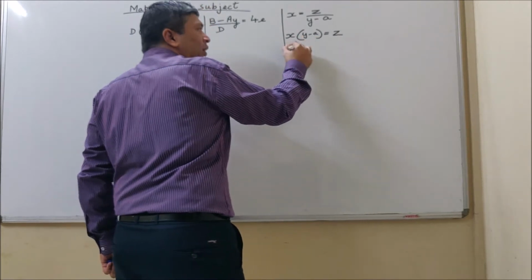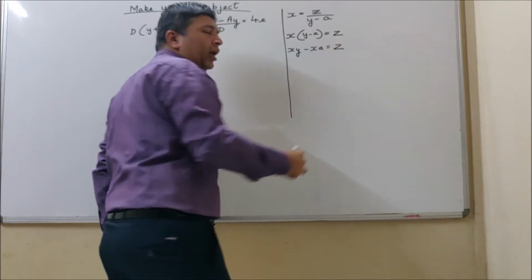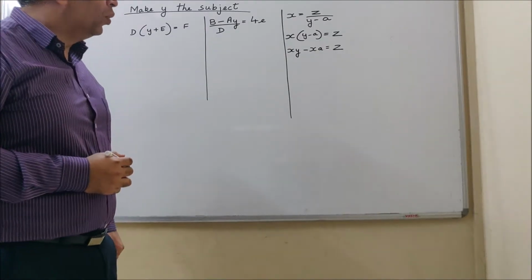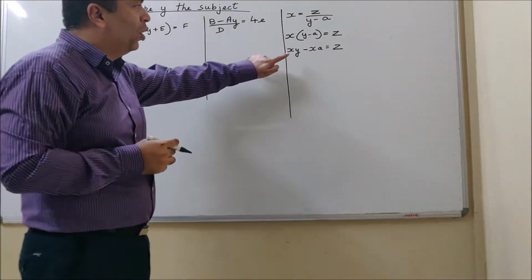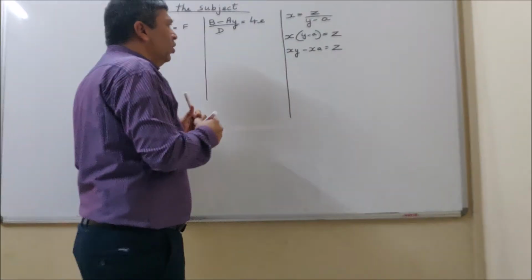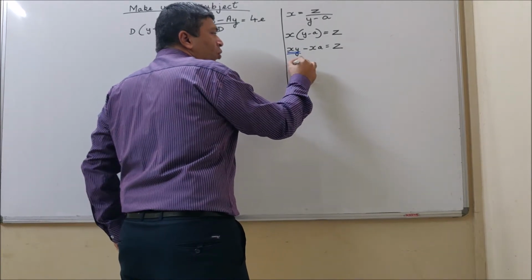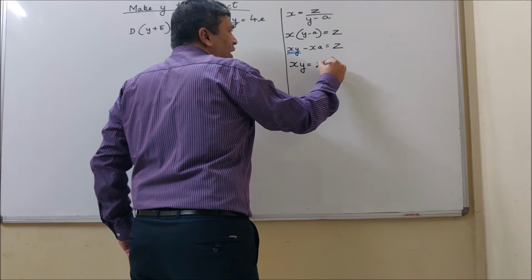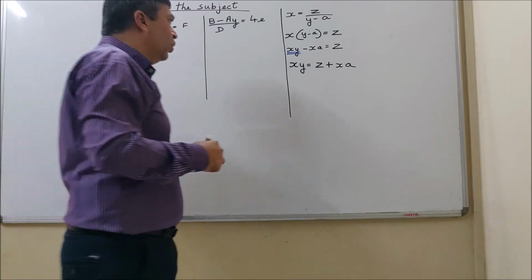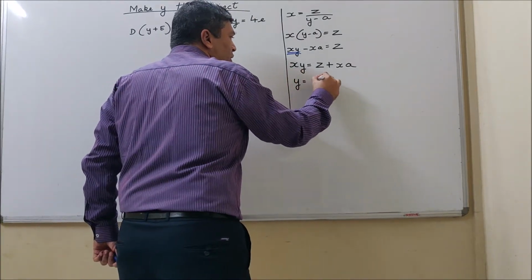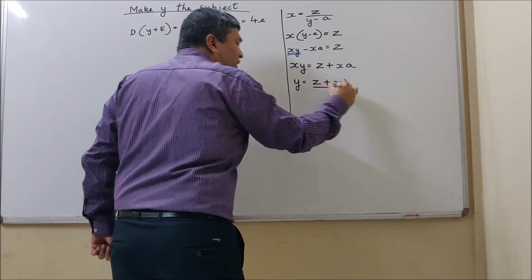Open the bracket, xy minus xa. Okay? Now, you know that you want to make y the subject, so whatever you want to make the subject should be alone. So, the rest of the things, you take it on the other side. So, xy is equal to z plus xa. Now, y is equal to z plus xa upon x.